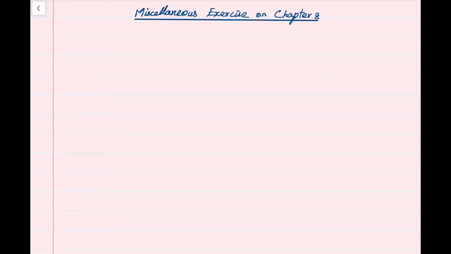Miscellaneous exercise on chapter 8, application of integrals. Question number 1. Find the area under the given curves and given lines. The first one is y equal to x square, x equal to 1, x equal to 2 and x axis.